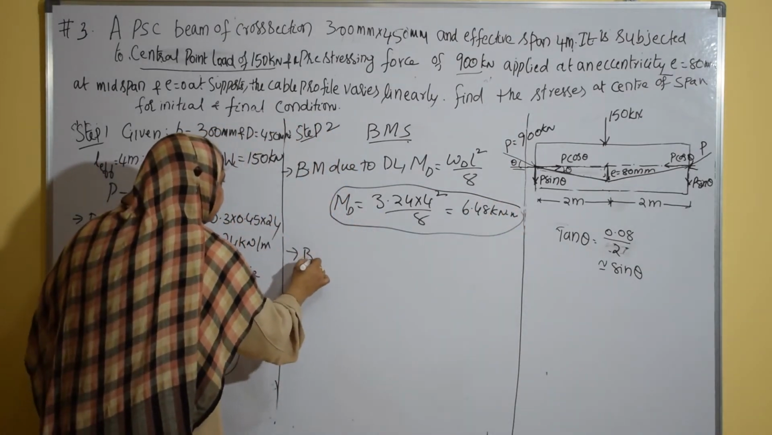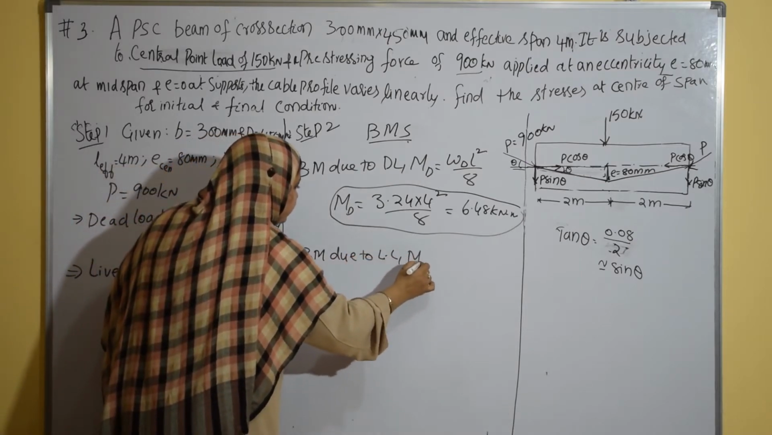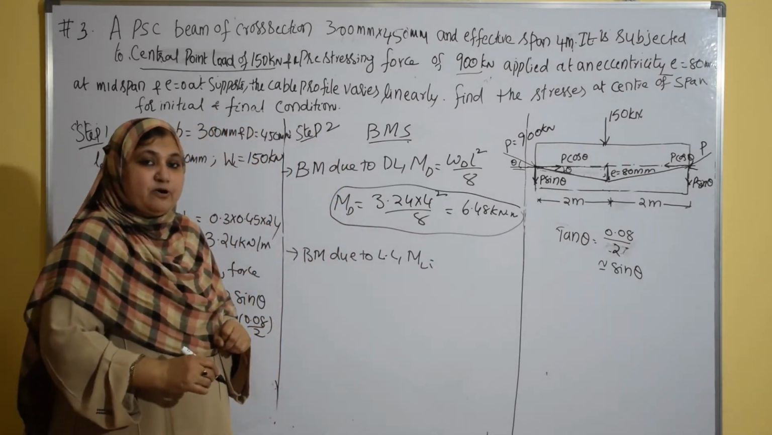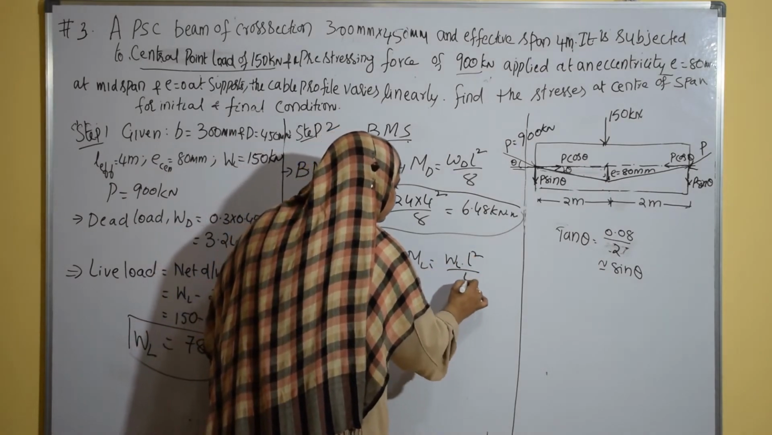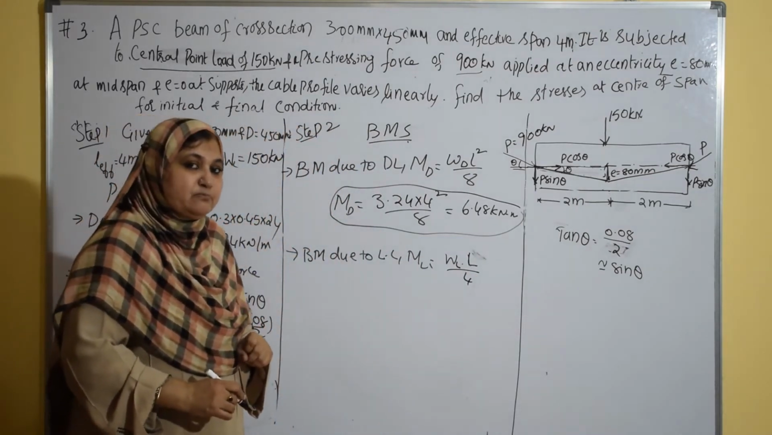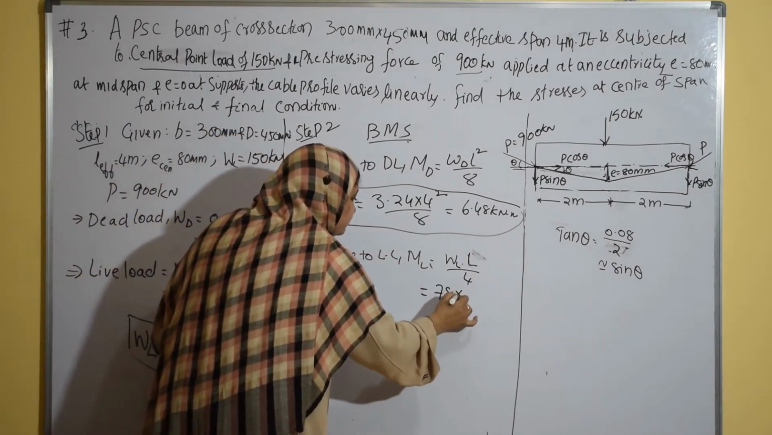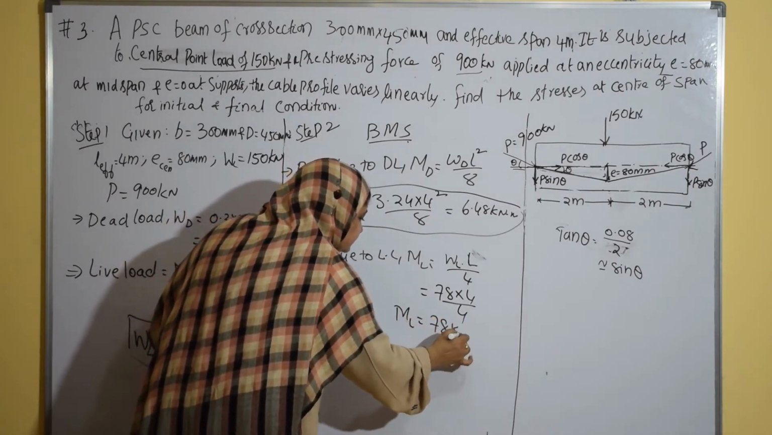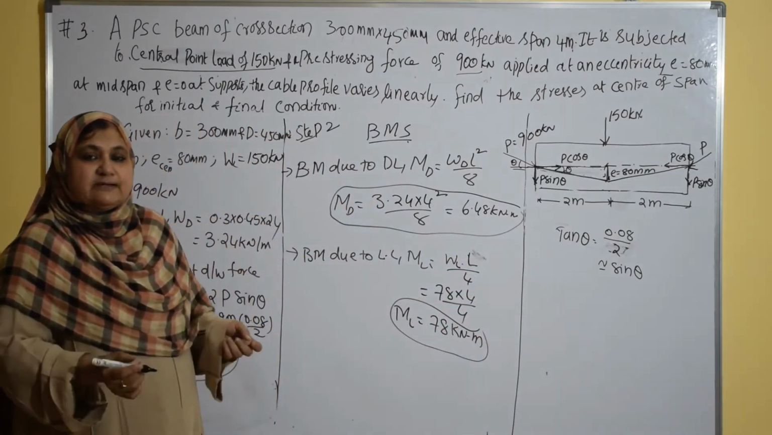In the same way, let us calculate bending moment due to downward forces, or due to live load. ML is equal to 78. It's a point load. We remember, it's not WL square by 8, it's WL by 4, because for a point load, WL by 4 is the maximum bending moment. So 78 into 4 by 4. So bending moment due to live load is again 78 kilonewton meter. Finish step 2. Step 3, stresses.